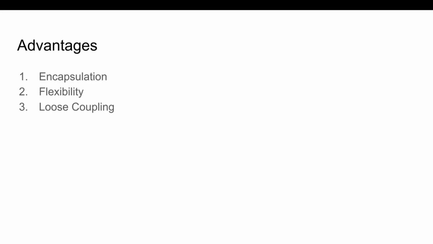What are some advantages? Number one is encapsulation. The creation logic is encapsulated within the factory, which promotes cleaner and more maintainable code. Number two is flexibility. You can easily introduce new products by adding new concrete product classes without modifying the client code. Number three is loose coupling. The client code is decoupled from the concrete product implementations, allowing for easier modifications and testing.